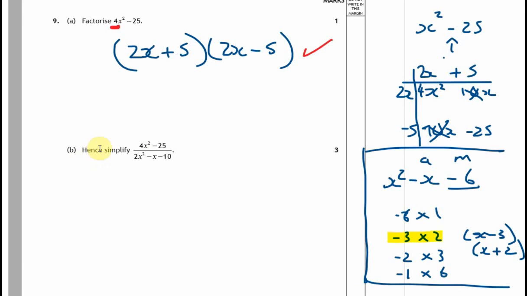Okay, so now, hence simplify. The word hence here is very important, because what it means is use the information we've just worked out and apply it to this question. So the first thing I'm going to do is substitute what we've just worked out into the top line.